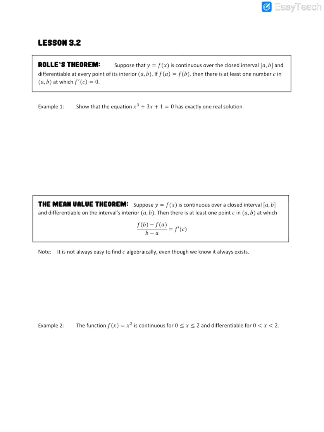All right, so in today's lesson, we are going to look at Rolle's theorem and the mean value theorem. Let's start with Rolle's theorem. It says, suppose that y equal to f of x is continuous over the closed interval from a to b, and differentiable at every point on its interior, a to b. If f of a is equal to f of b, then there is at least one number c in that interval at which the derivative is equal to 0.